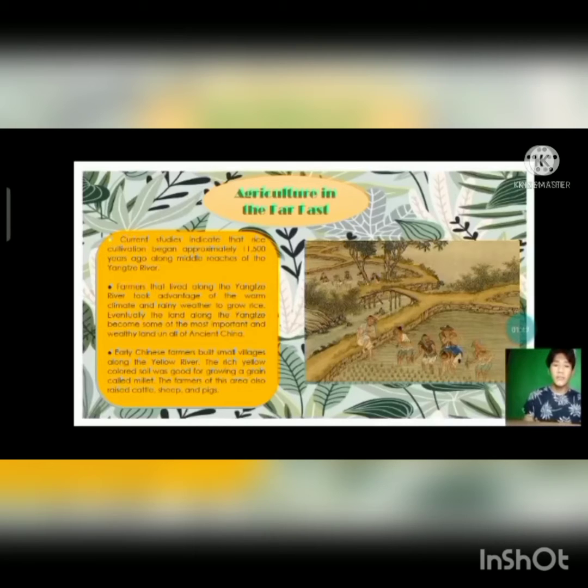Early Chinese farmers built small villages along the Yellow River. The rich yellow-colored soil was good for growing a grain called millet. The farmers of this area also raised cattle, sheep, and pigs.